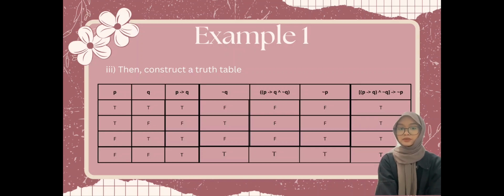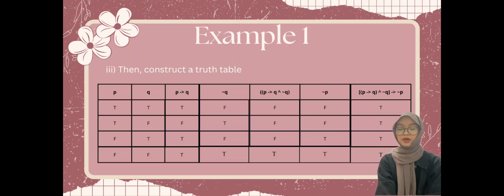The first column is P, which we write true, true, false, false. Then for Q, we write true, false, true, false. Then we need to determine the truth value for P conditional to Q for each row. Then we will get true, false, true, and true. Next, determine the truth value for not Q. Then we will get false, true, false, and true.